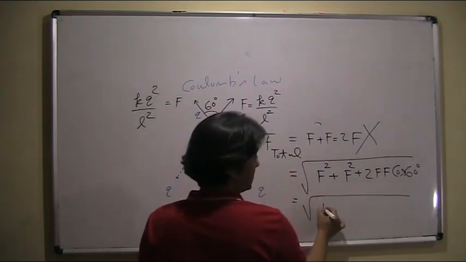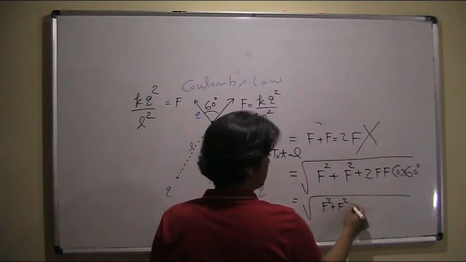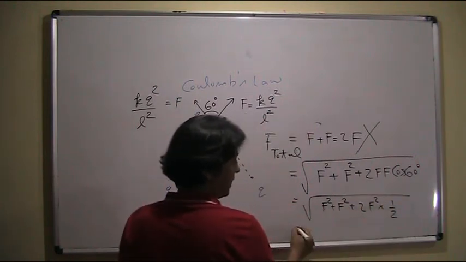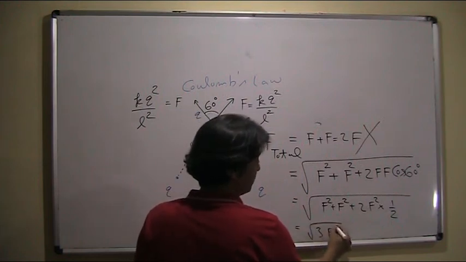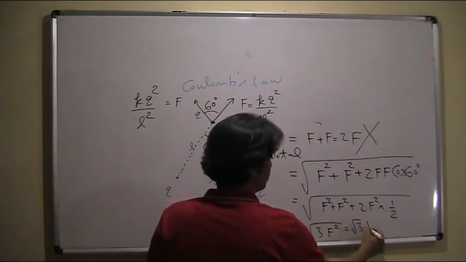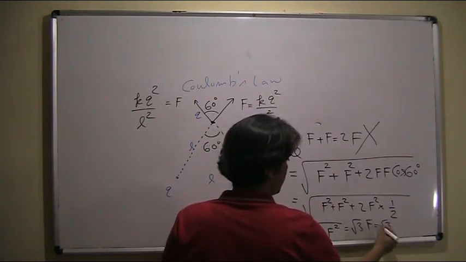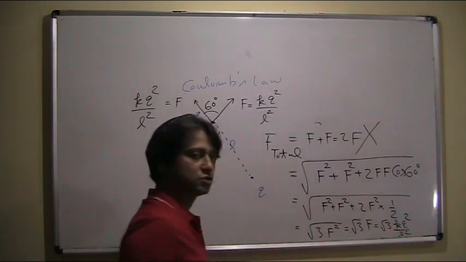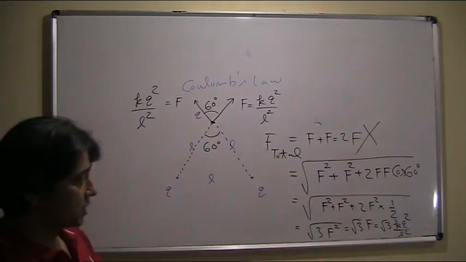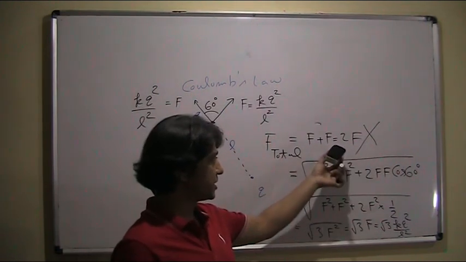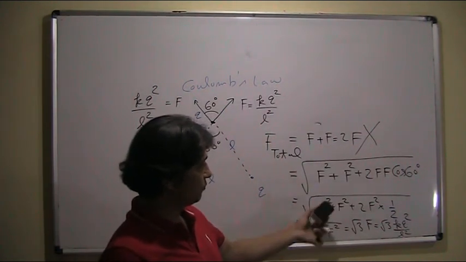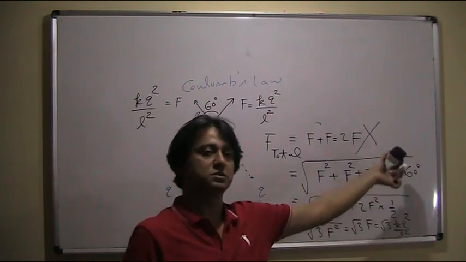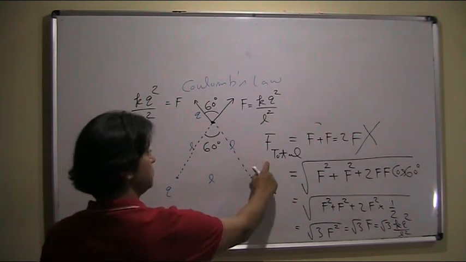So this gives us F square plus 2F square, and cos 60 is 1 by 2. That gives us 3F square, which is root 3 F, and then put the value of F, which is K times Q square divided by L square. We cannot do this. You cannot add their magnitudes directly. We'll use the vector approach, which says root over A square plus B square plus 2AB cos theta, and that gives you the total magnitude.